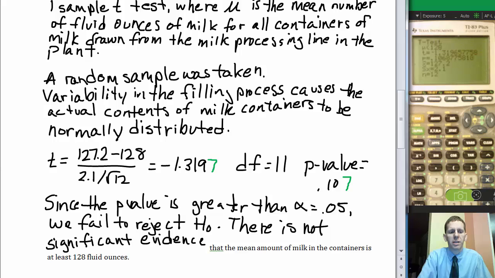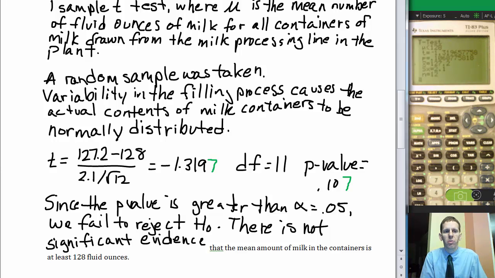At the bottom of our screen, since the p-value is greater than alpha equals 0.05, or any alpha you probably chose, we fail to reject the null hypothesis. There is not sufficient evidence that the mean amount of milk in the containers is at least 128 fluid ounces. So if the p-value is big, we fail to reject it. Large values are not rejected. And then there is not significant evidence because large values, again, are not significant. That's how you set up this problem.